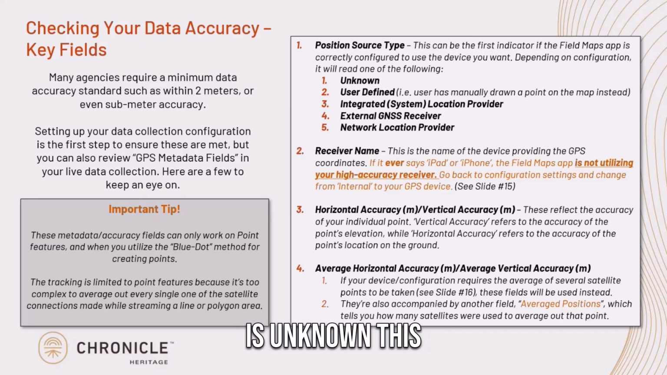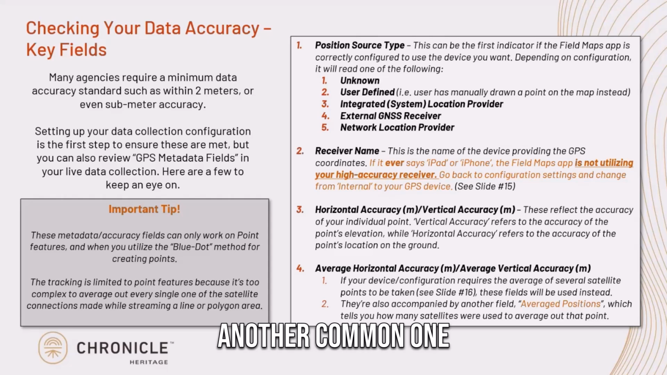The first one is unknown. This happens, generally speaking, as an error if the device and your iPad just cannot communicate and it can't figure out where it's actually pulling its GPS data from, or later perhaps if you have GIS come in and add something later to your web map. It may ping as unknown.